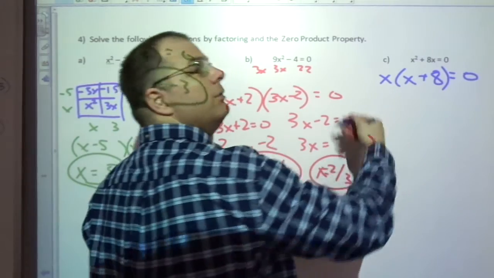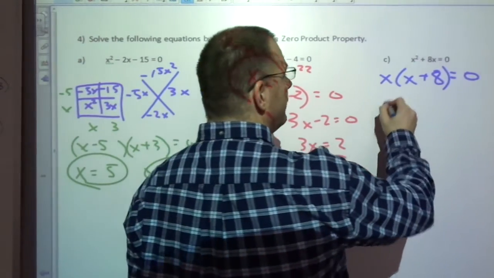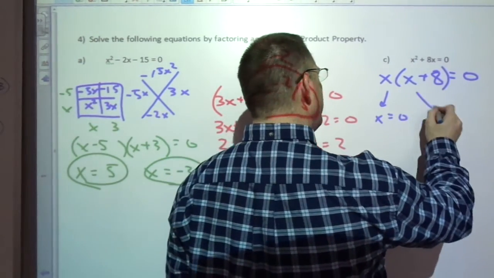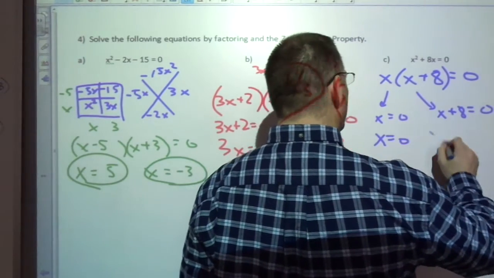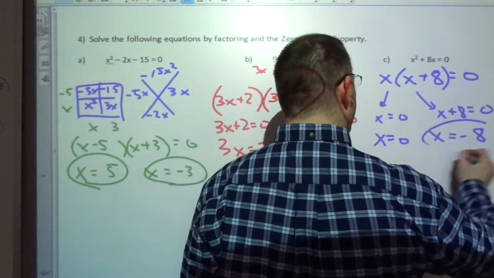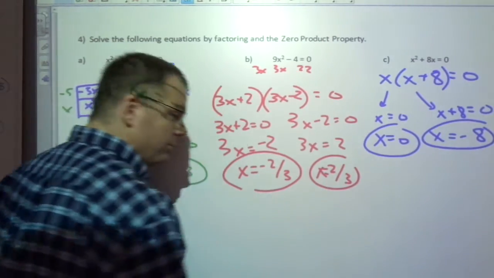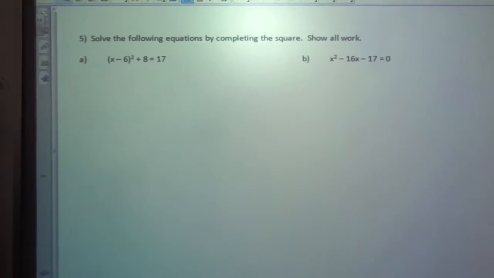And now I have two things multiplied together to equal 0. Either this one equals 0 or this one equals 0. So x equals 0 or x equals negative 8. We'll do one more on this video.